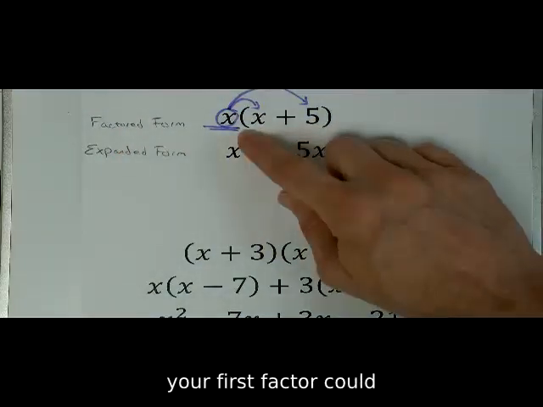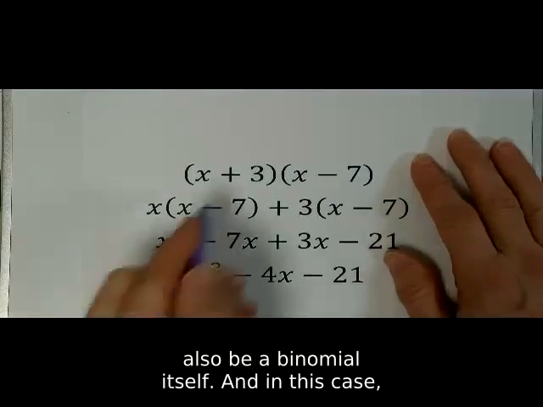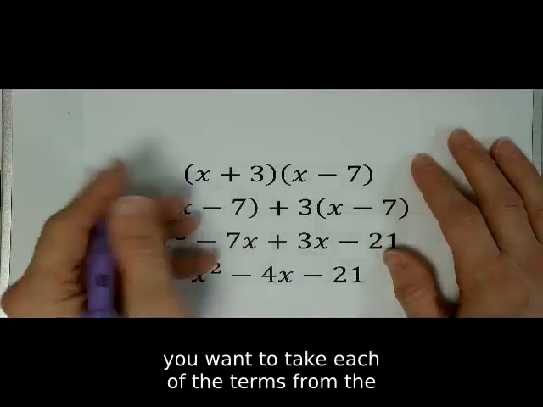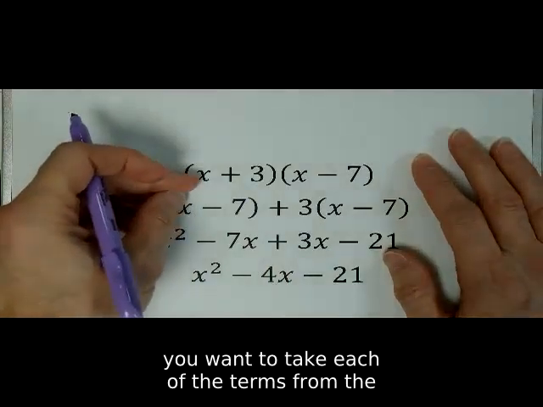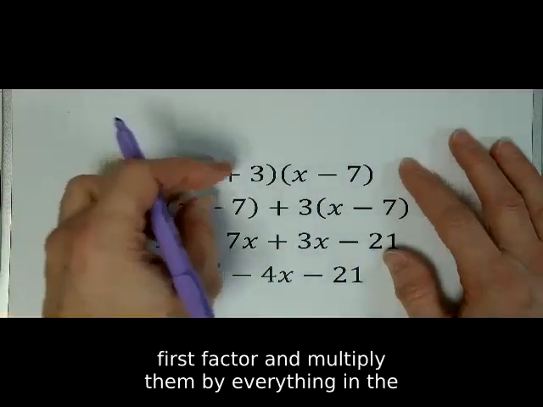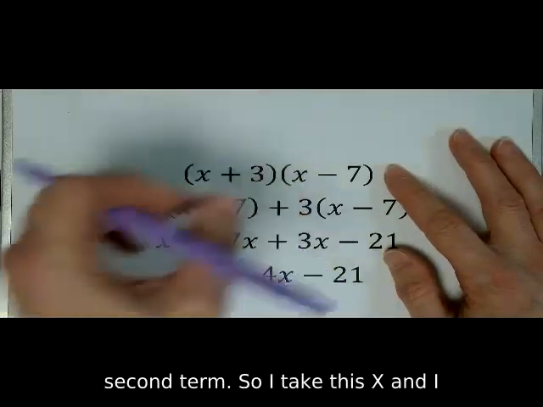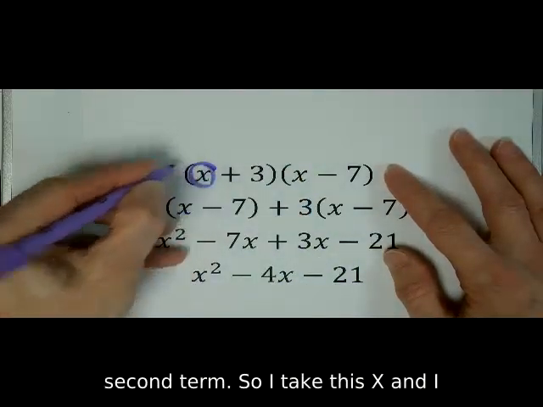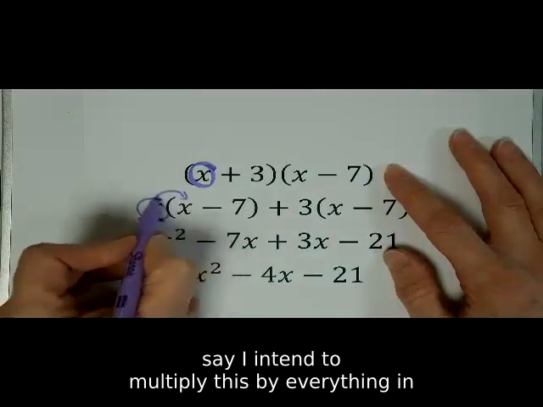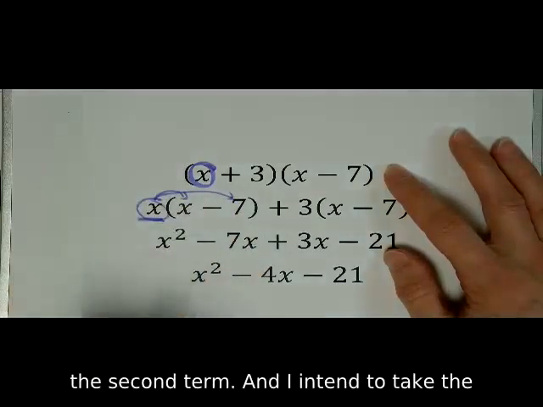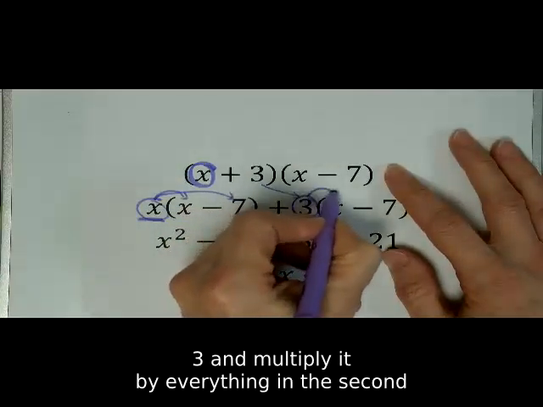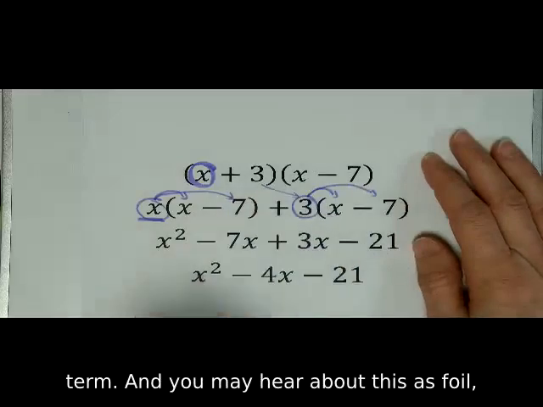And your first factor could also be a binomial itself. In this case, you want to take each of the terms from the first factor and multiply them by everything in the second term. So I take this x and I intend to multiply it by everything in the second term. And I intend to take the 3 and multiply it by everything in the second term.